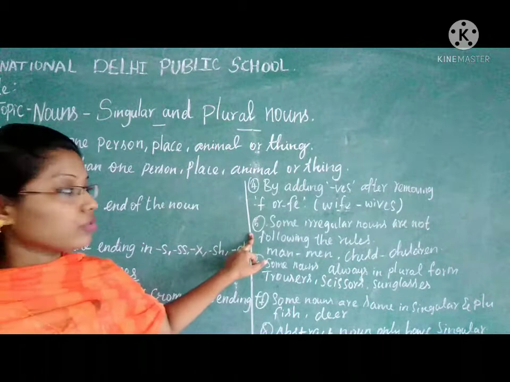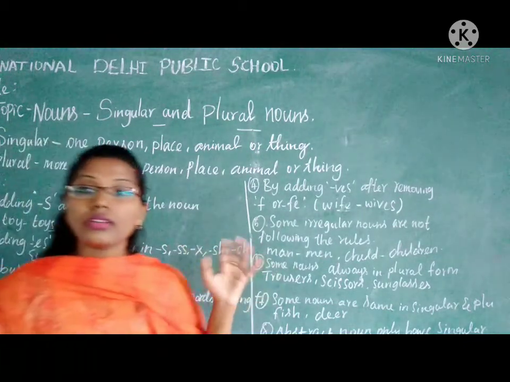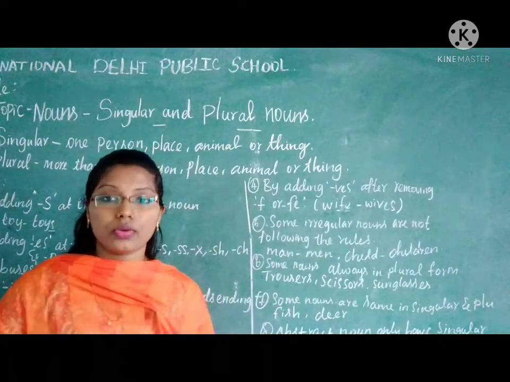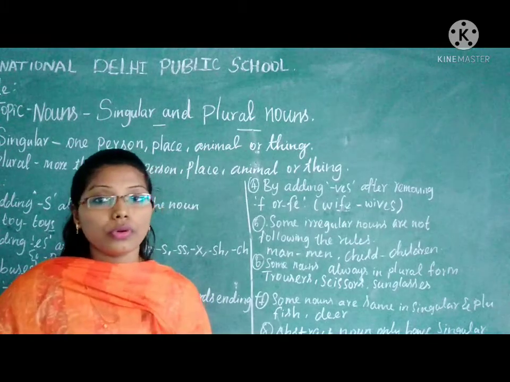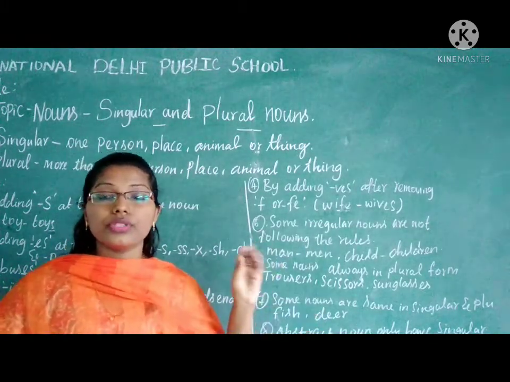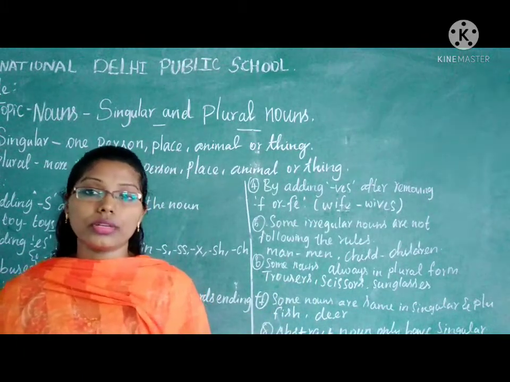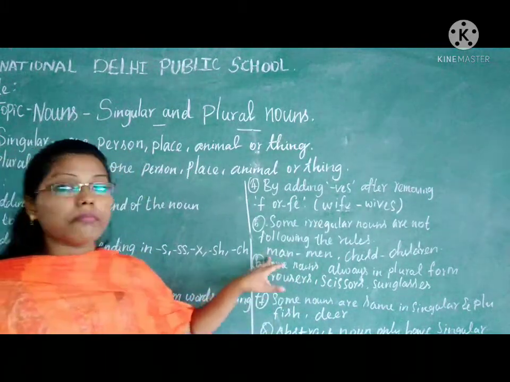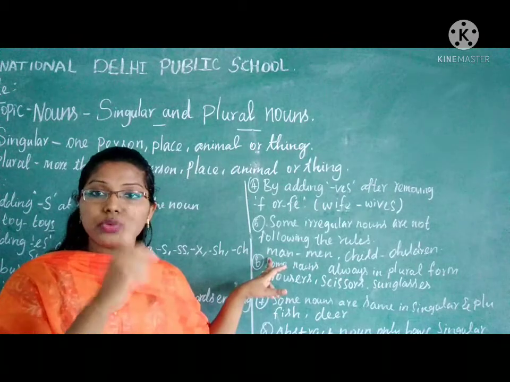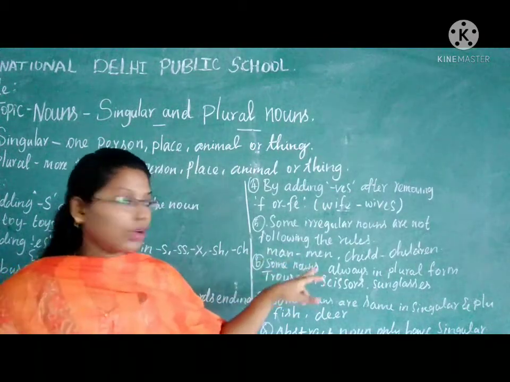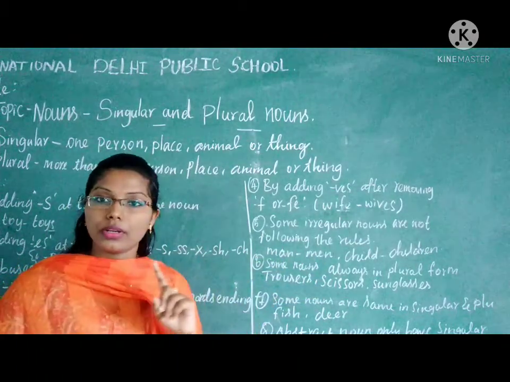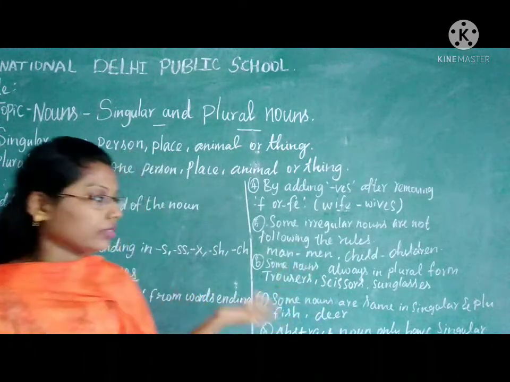Then look at the fifth one. Some nouns are irregular nouns. They will not follow any rules and regulations. We should learn the singular and plural forms of those irregular nouns. For example, man. Man indicates only one, right? Men, plural form. Child, only one. Children, plural, more than one.